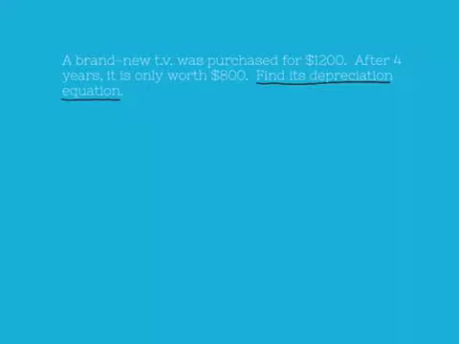Now, each of these statements gives us 2 pieces of information. It gives us how old the TV was and how much the TV was worth. So when the TV was brand new, or it was 0 years old, it was worth $1,200. That's our first piece of information. Then we know when it was 4 years old, it was worth $800. So now we have 2 ordered pairs that we can use to write an equation.